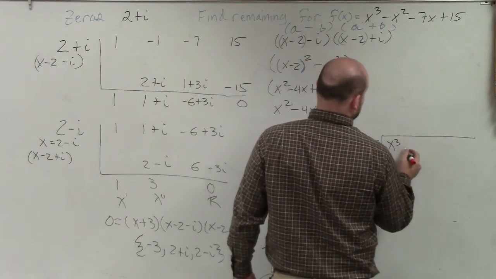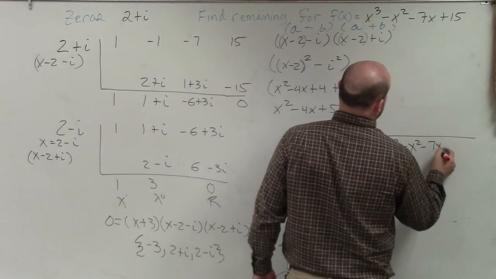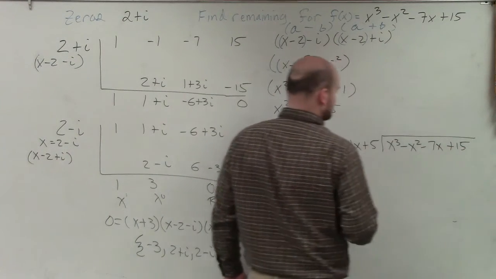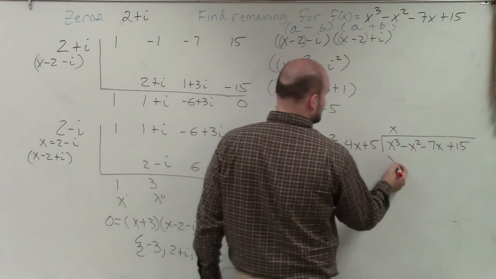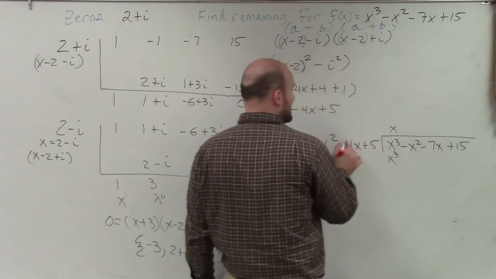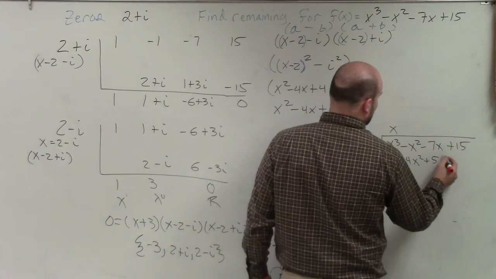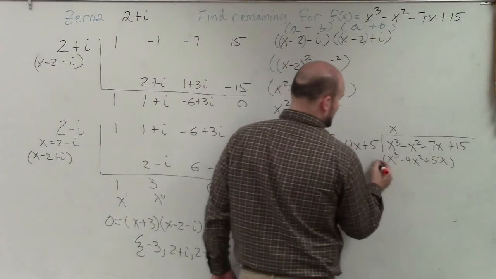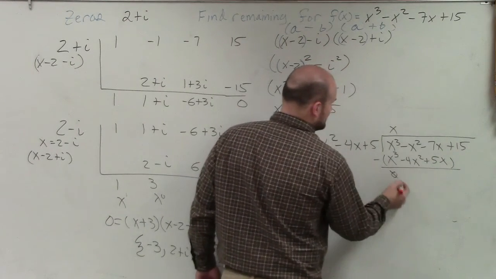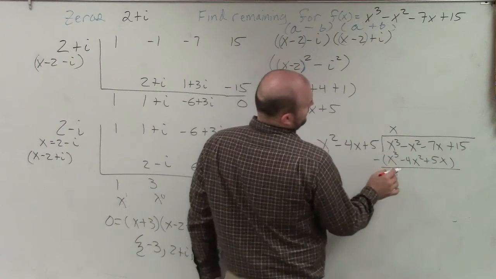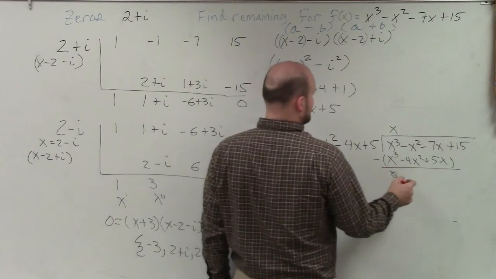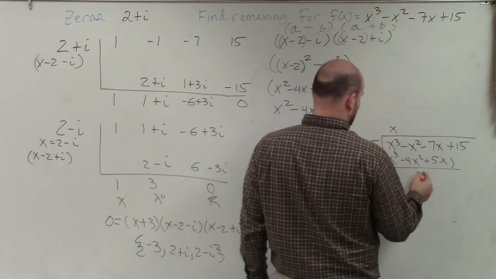So I have x cubed minus x squared minus 7x plus 15. So therefore, x squared goes into x cubed x times. x times x squared is x cubed. x times negative 4 is a negative 4x squared. x times 5 is going to be a positive 5x. Then I subtract the rows. That gives me 0. Negative x squared minus a negative is going to be a 5x. Or that's going to be minus, so plus a 5x, so that's going to give me a 4x.